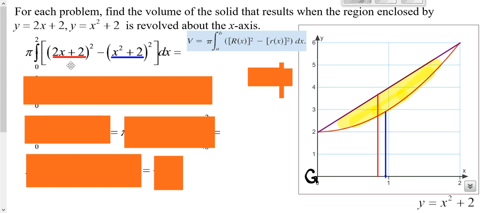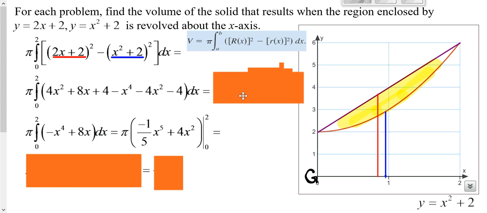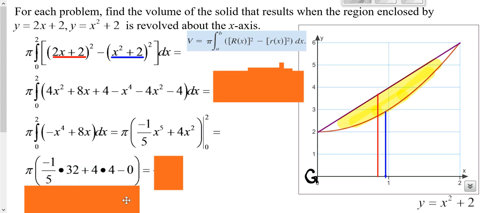So to work this out, I would probably go ahead and FOIL out this, and I'd FOIL out this and distribute through the negative afterwards. Collecting like terms on the inside of the parentheses, we would get this. Now this is pretty easy to integrate, so we just integrate and then evaluate, plugging in your 2 minus what you get when you plug in 0, and when you plug in 0, in this case, everything drops, so you don't get anything there, and we get 48 pi over 5.